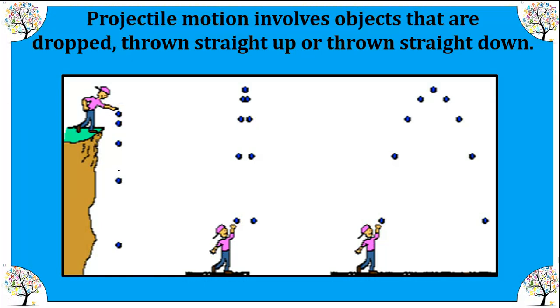So the height depends on the time. Projectile motion involves objects that are either dropped in our first situation, thrown straight up, or thrown straight down. So we can see this is going straight up, and then a couple of seconds pass and it comes down. This one has a bit more of a curve and takes a little bit longer to come down.